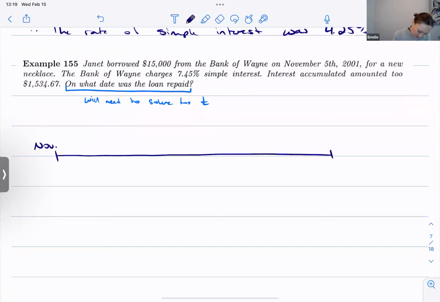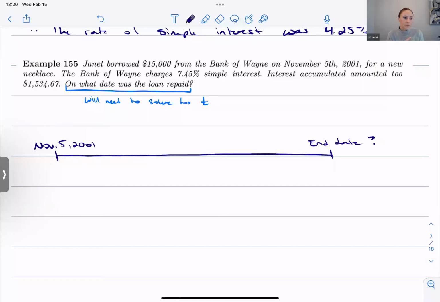Date 1 is November 5th, 2001, and the end date is what we want to find. So kind of a weird question because we haven't seen something like this before. But just like solving for r, as long as you have all your components on your timeline, then everything will just start to fall into place.